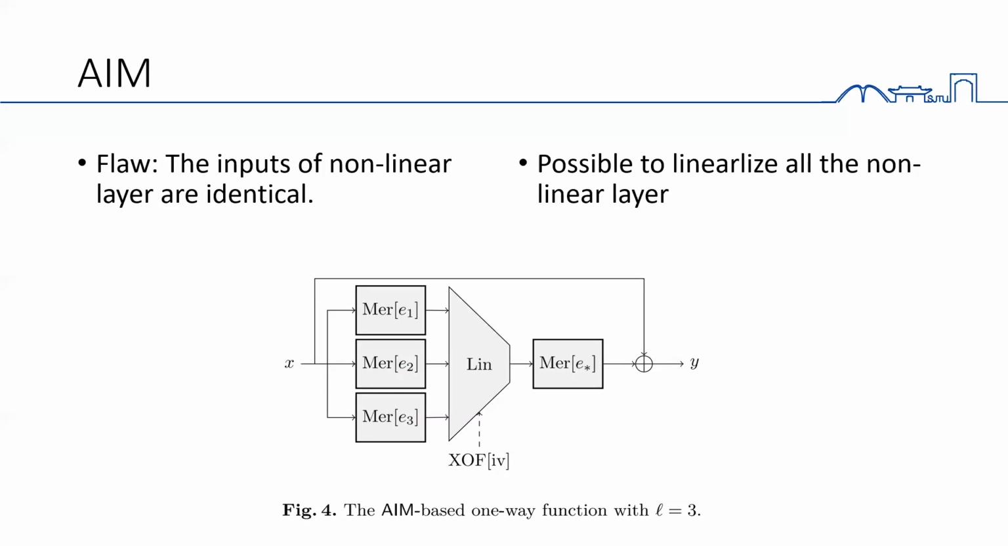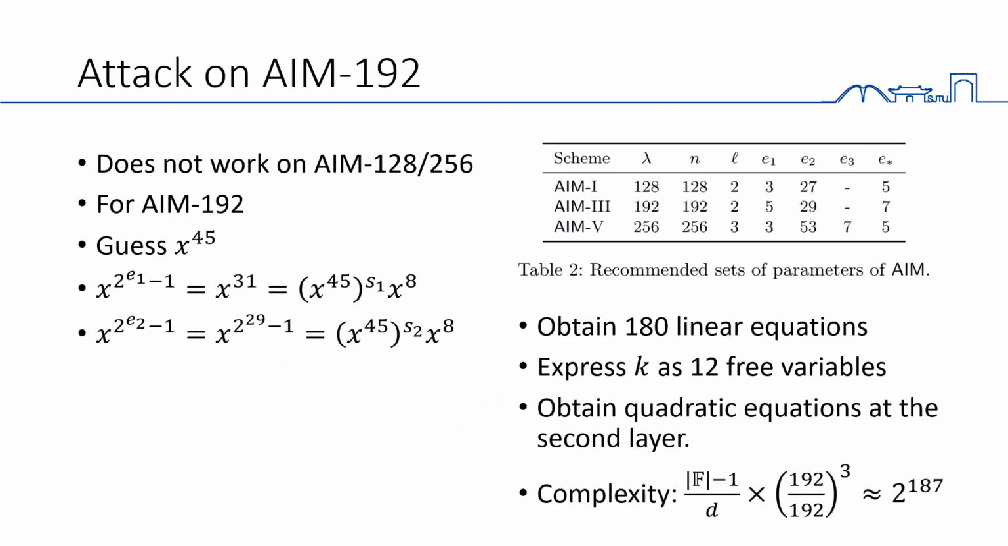So there is a flaw in the design of AM. The inputs of all the nonlinear layers are identical. So it is possible to linearize all the nonlinear layers, or at least the first nonlinear layer. We did not find proper parameters for AM1 and AM5, but for AM3, which is the 192-bit version, we found proper parameters. We can get the value of s to the 45 and linearize the two exponentiations at the first layer.